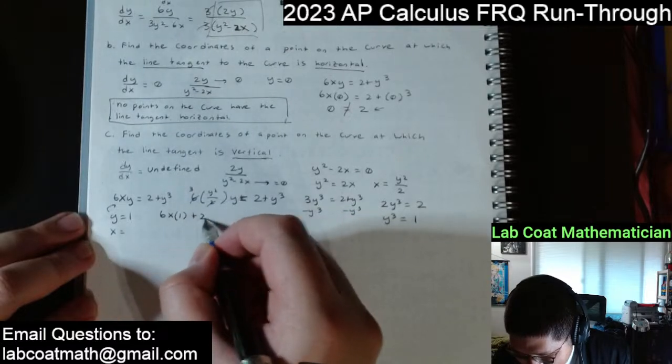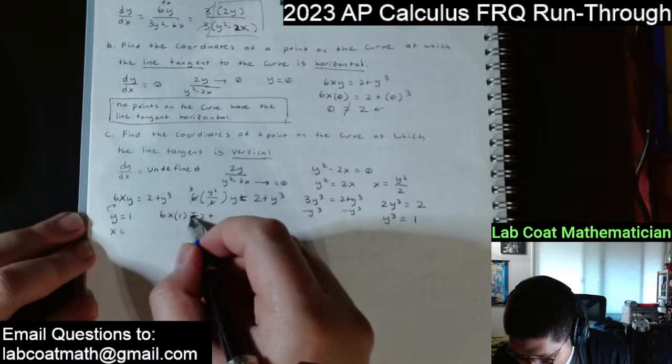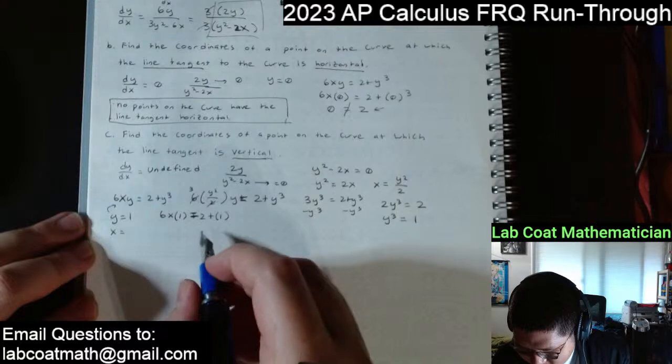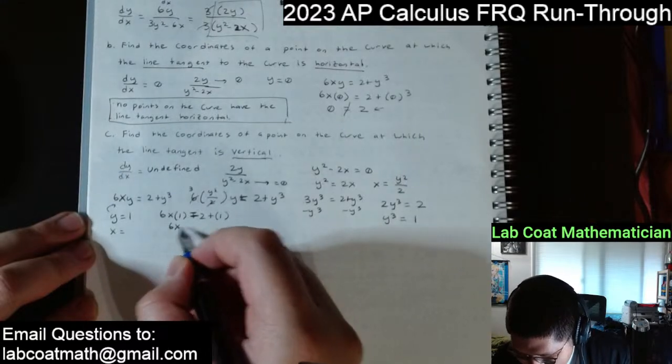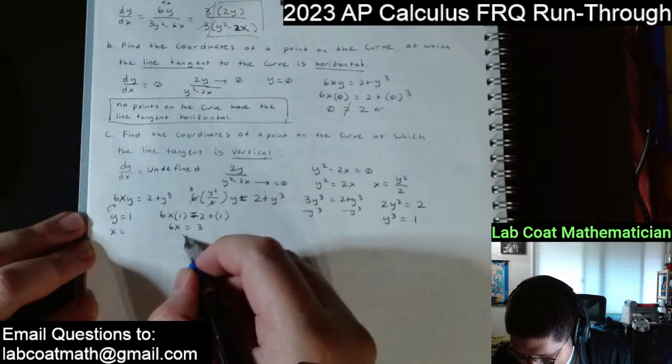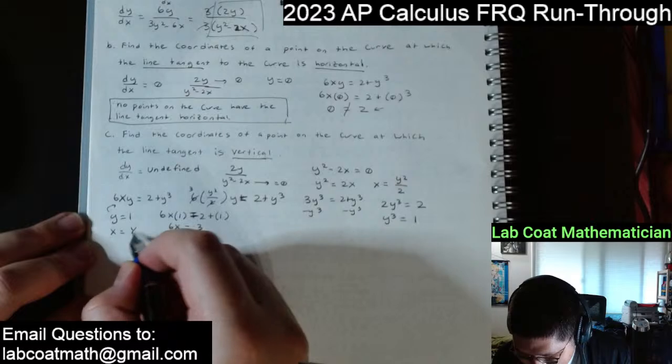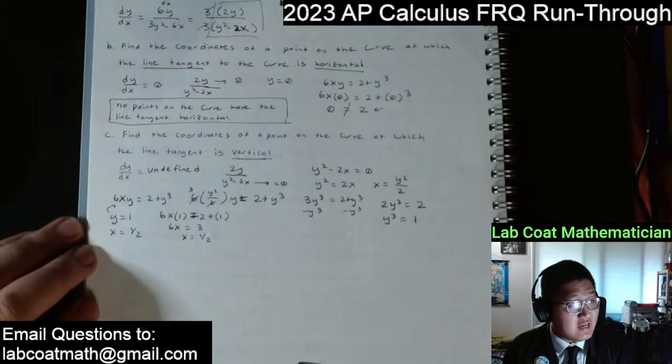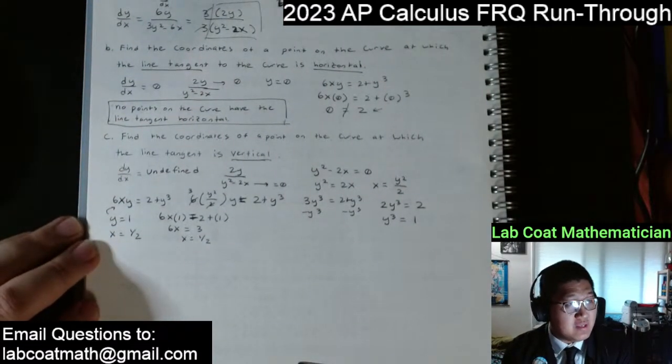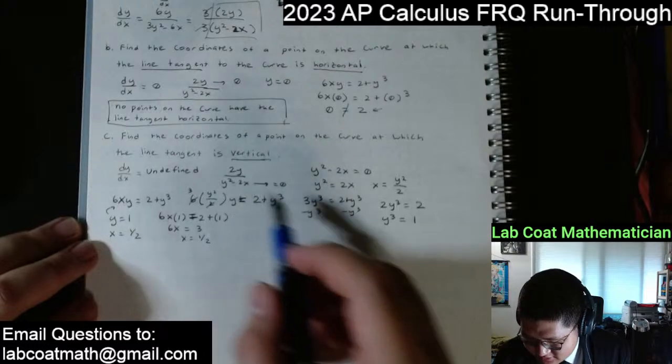Plug in 1 there, so 2 plus 1. Okay, so 6x is equal to 3, so then x will be equal to 1/2. So y is equal to 1 and x is equal to 1/2. That will be one of the points in which that would be the case, right?